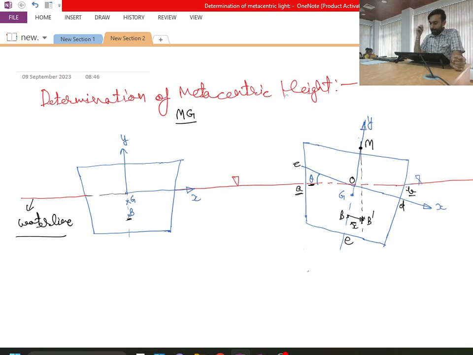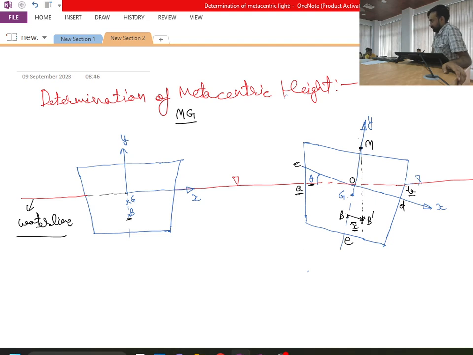Now we have to determine how to calculate the distance MB, because from it I can also calculate MG. So my interest is in calculating either MB or MG, any of the quantities. To calculate this, I will utilize the concept of moment of area, or in other words, the moment of inertia.